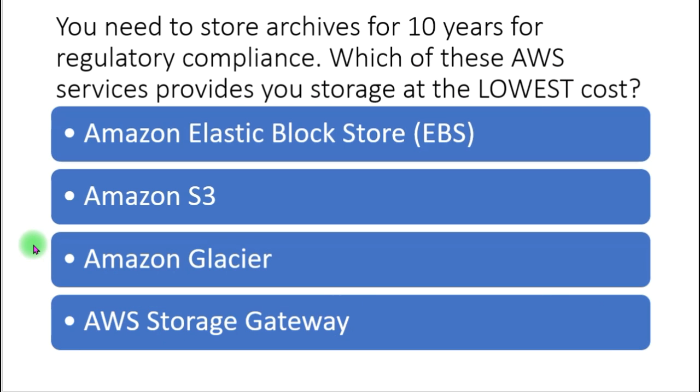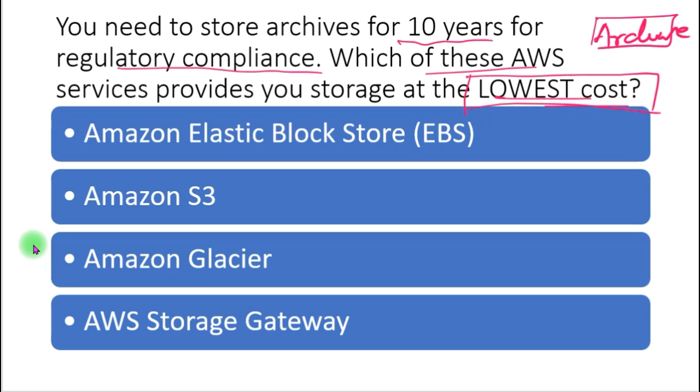Let's talk about next question now. In this question they are asking, you need to store archives for 10 years for regulatory compliance. Which of these AWS services provide you storage at the lowest cost? So we need to understand where we use it, as they are saying that we need to keep our data for 10 years for the compliance purpose. So normally you have an example of our emails, right, where there is one folder called archive, where we keep our old emails.